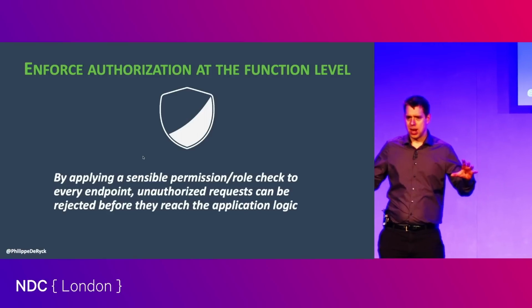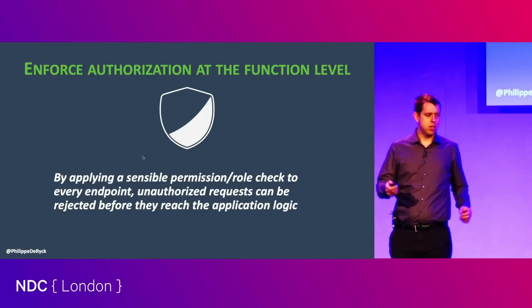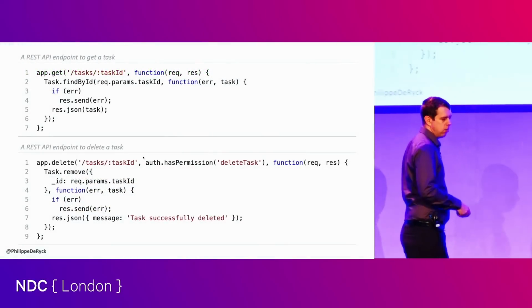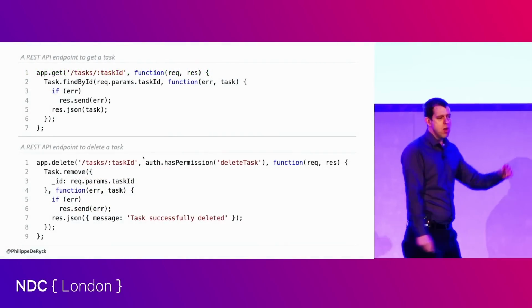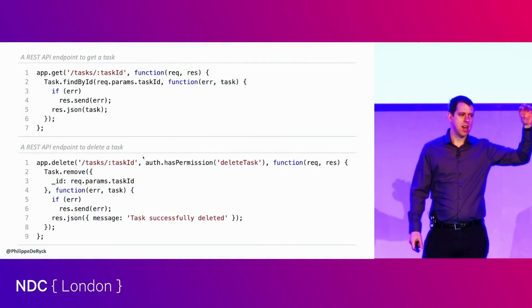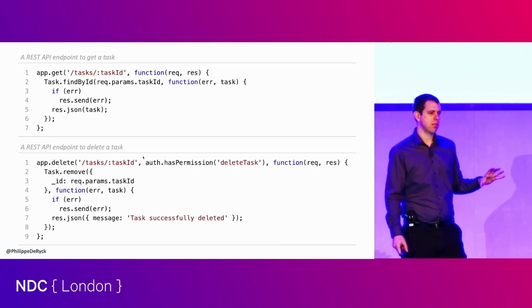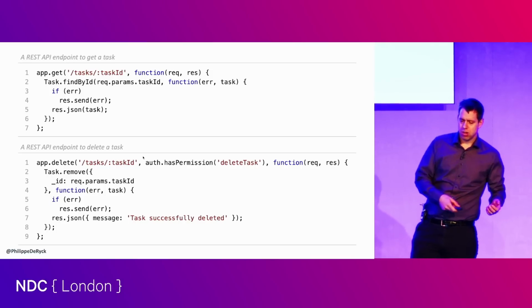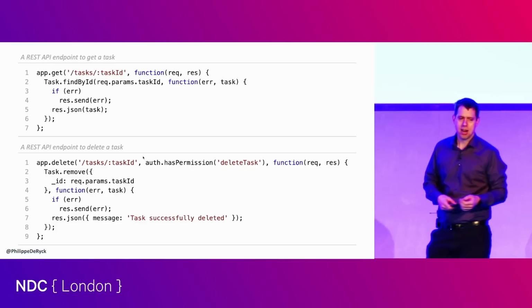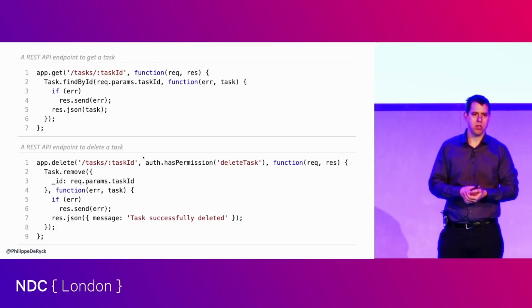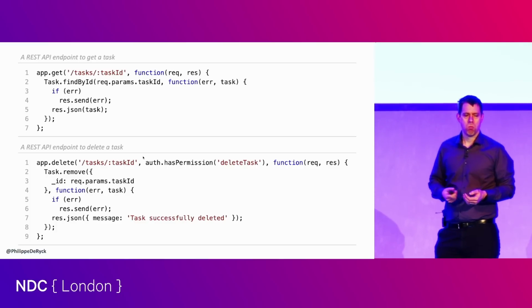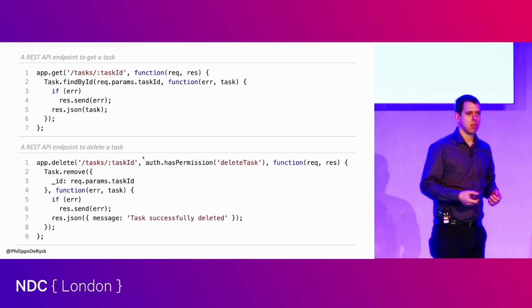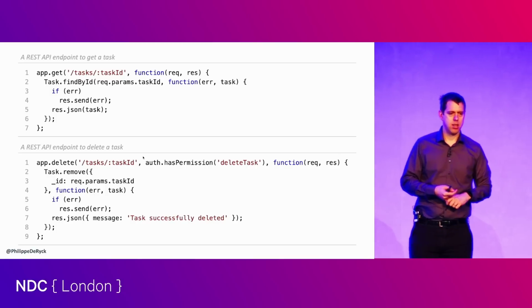Let's take a sidetrack here before we talk about object level authorization. Let's look at authorization in general. Here's 2 requests. On top, you have one for getting tasks, and at the bottom, you have one for deleting tasks. All right? The top one has no authorization logic here. The bottom one has a permission check for deleting tasks, function level authorization.